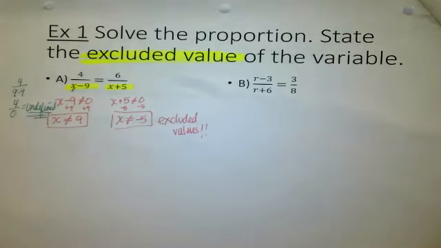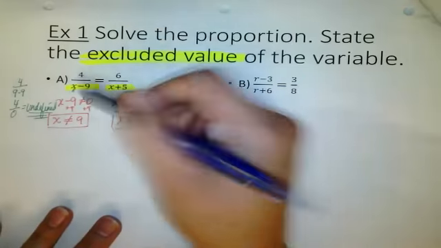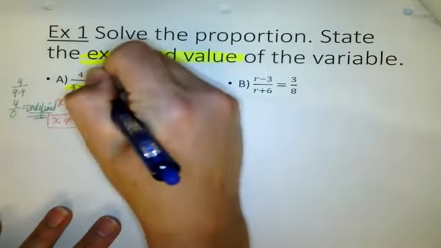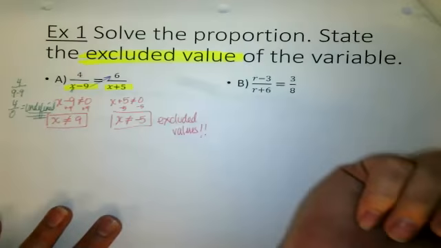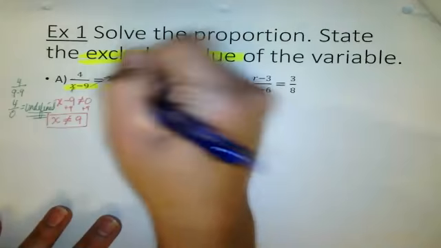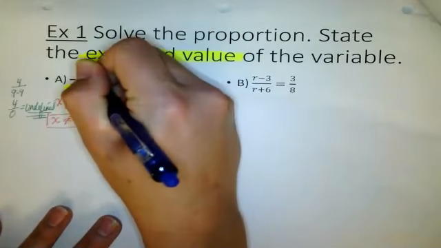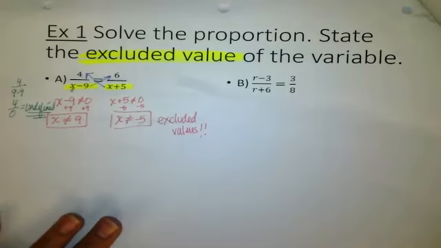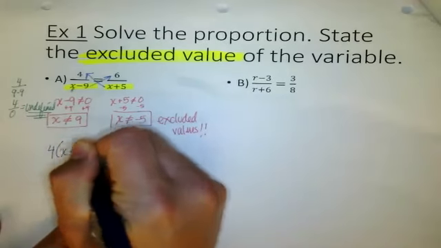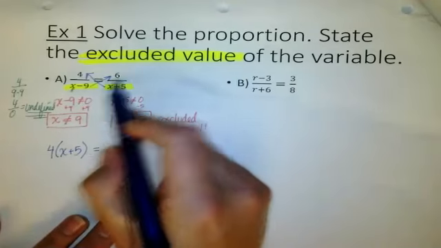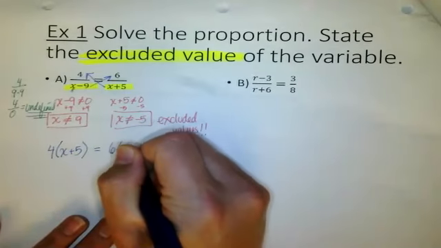And solving the proportion, does anyone know how to solve a proportion? Starts with cross multiply, yeah. So we have a fraction equal to a fraction, then to solve it, I basically want to take this denominator and multiply it to the right-hand side. I'm going to take this whole denominator and multiply it to the numerator 4. That's going to be 4 times the denominator, x plus 5, and 6 times the other denominator, x minus 9.